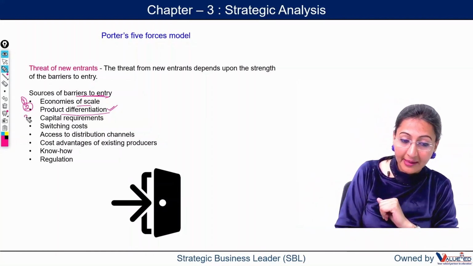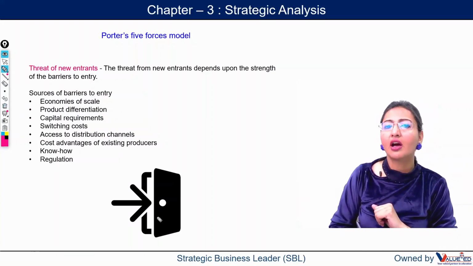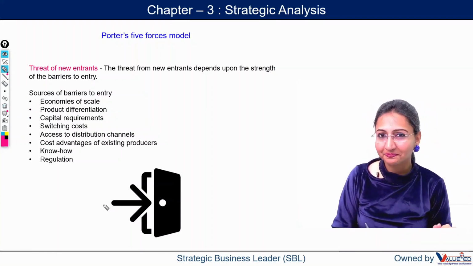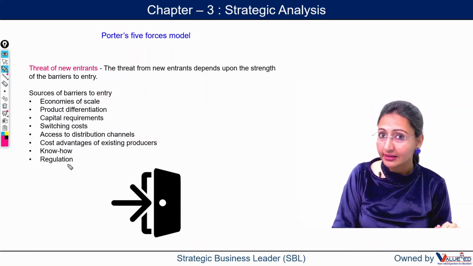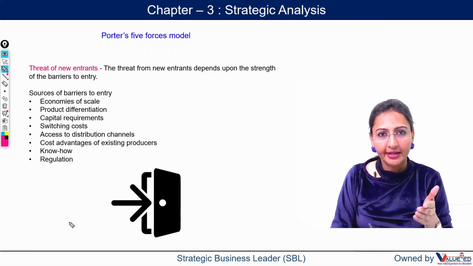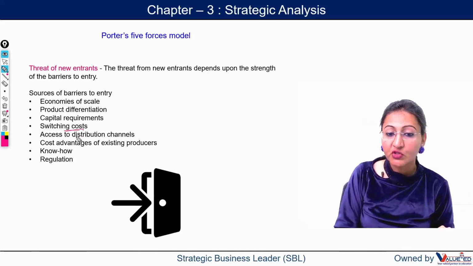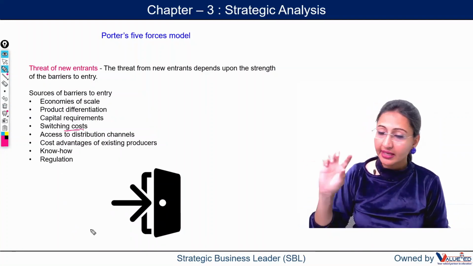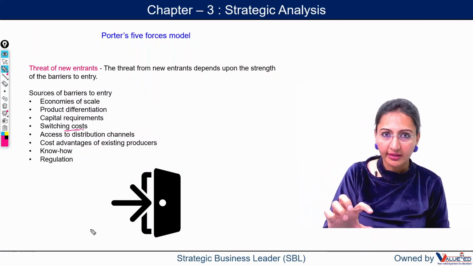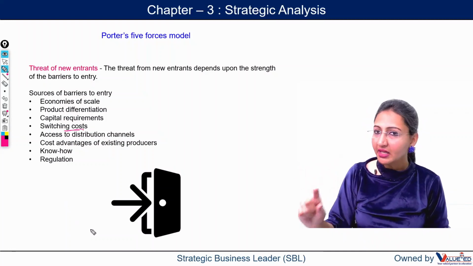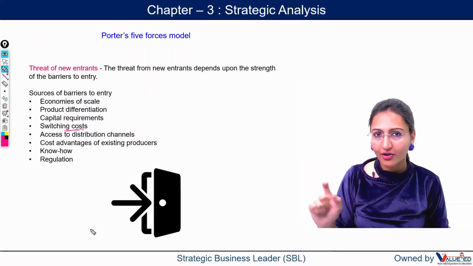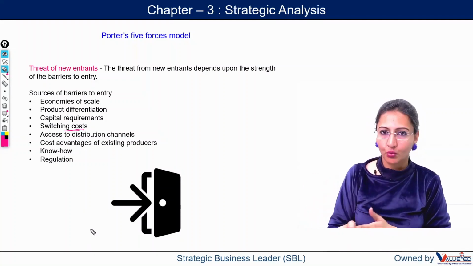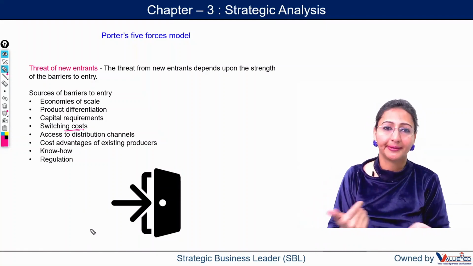Then third, the capital requirements. Some businesses require a lot of capital investment, and a lot of capital is not easy for everyone to gain. So capital requirements are another hindrance or barrier to entry in a particular industry. Then switching costs, switching from one industry to another. Sometimes taking an exit from one industry and entering into another is a very costly affair. Many players cannot afford that. Closing one particular company and then opening something new, that switching cost is sometimes very high.